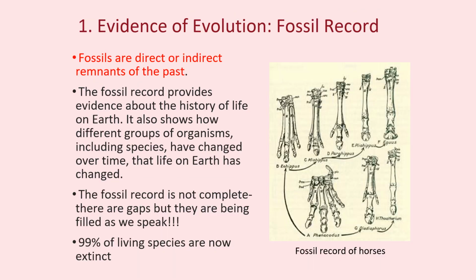Fossils are direct or indirect remnants of the past. So the fossil record provides evidence about the history of life on Earth. It also shows how different groups of organisms, including species, have changed over time. That life on Earth has changed. So the fossil record is not complete. There are gaps, but they are being filled as we speak. 99% of living species are now extinct. Whoa, whoa, whoa.